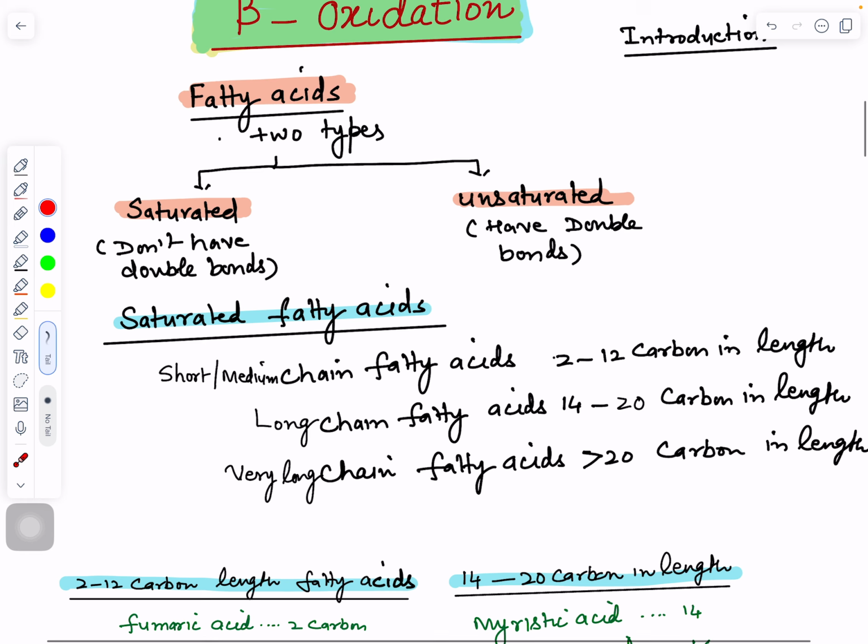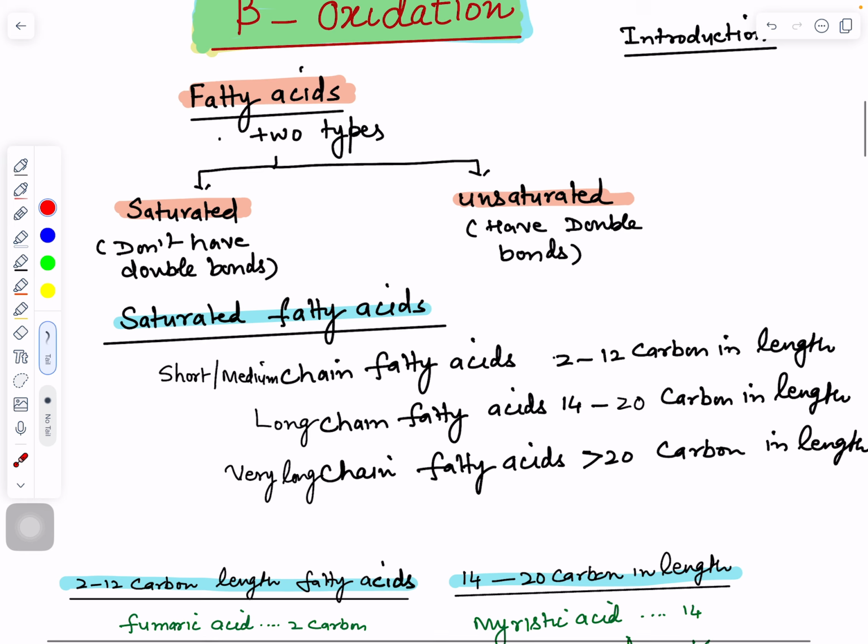In this video, we will discuss beta oxidation of fatty acids. We can also write beta like this. Now, fatty acids are part of lipids or fats. They are of two types, saturated and unsaturated.